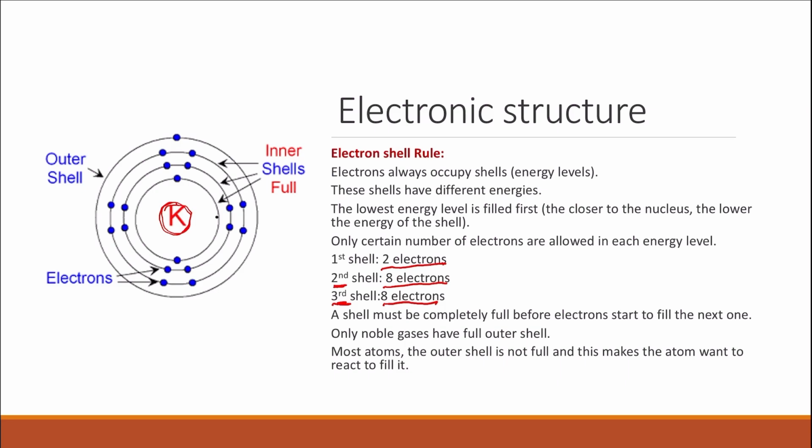So if you have 3 electrons, the first energy shell must have 2 electrons, and then the third electron can start to occupy the second shell.